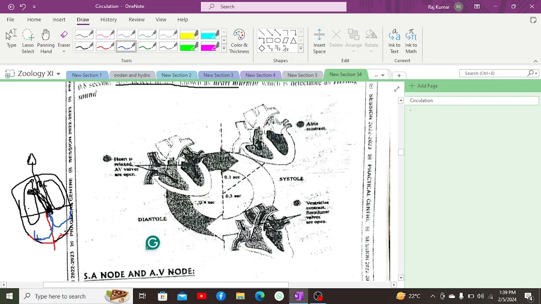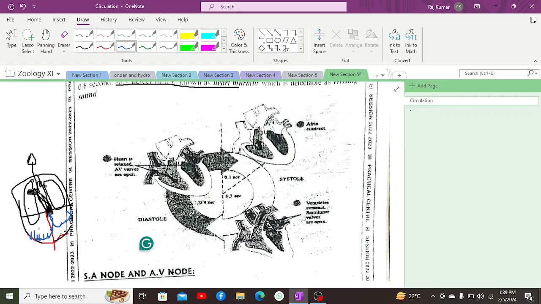From the bundle of His, several fibers arise, known as Purkinje fibers. These Purkinje fibers are able to transfer the impulse towards the ventricles. An interesting fact is that Purkinje fibers have the capability to generate myogenic impulses, as well as neurogenic impulses.